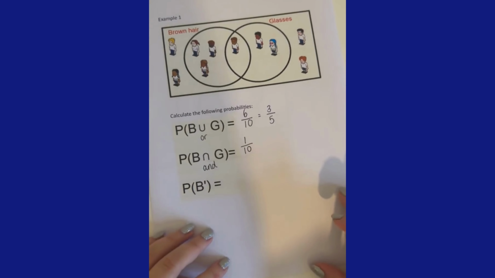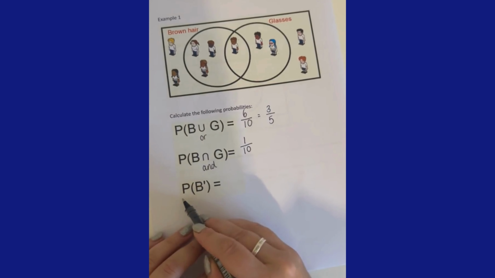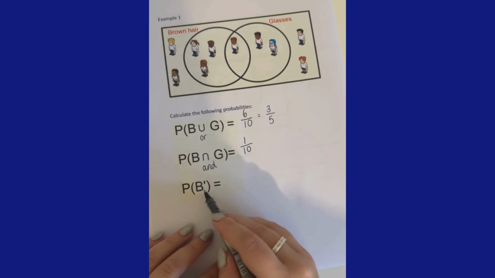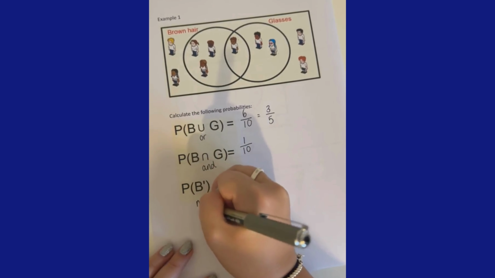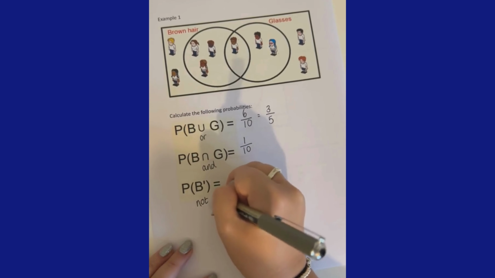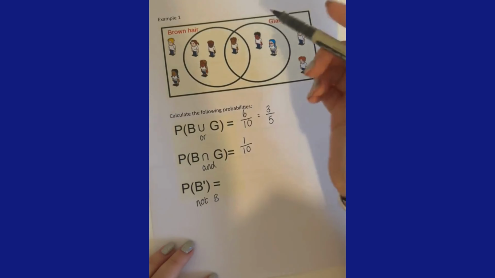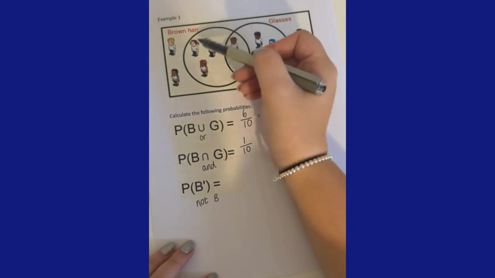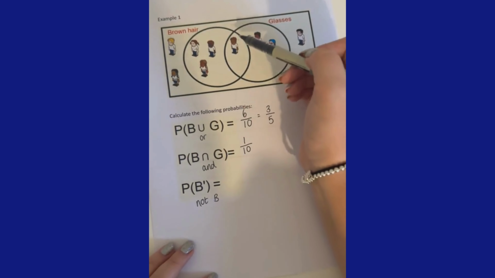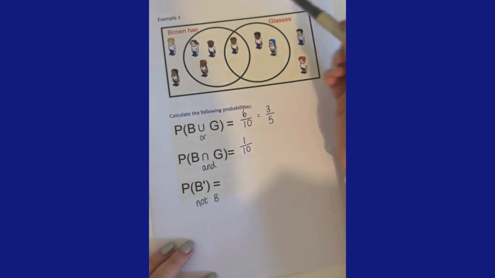Then if we have a look at this one here, we've got the probability of, and this is our complement. So this is the probability of not B. So we're saying the probability of the person not having brown hair. And so for this one, what we do is we include everything that is not in the brown hair circle. This circle is our brown hair, so this is the circle we are not including. So if we look at our outside, we've got 1, 2, 3, 4 people.